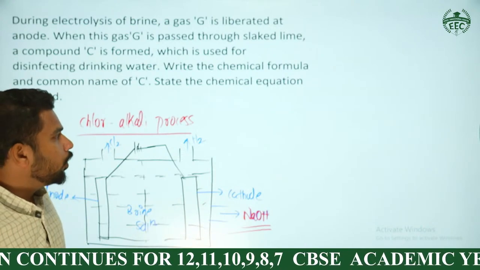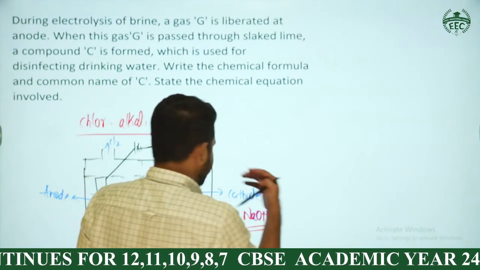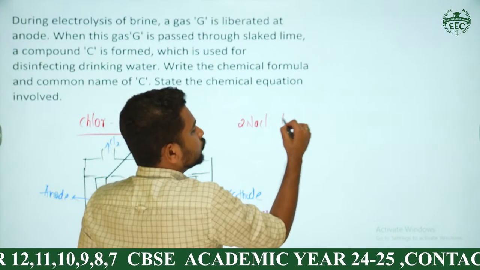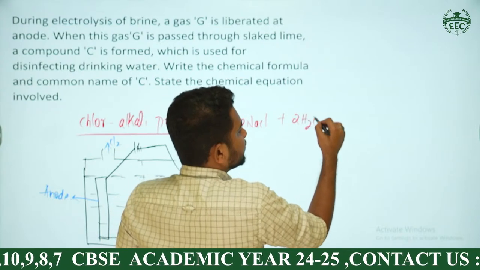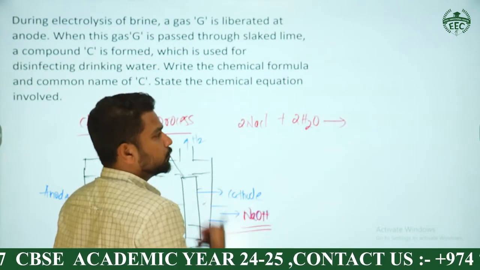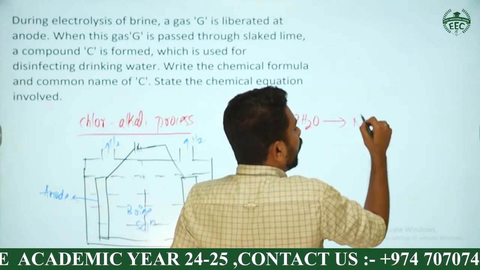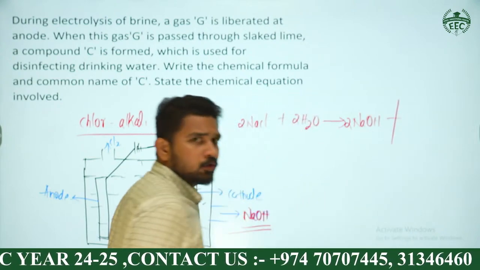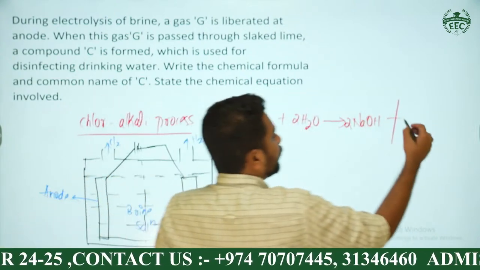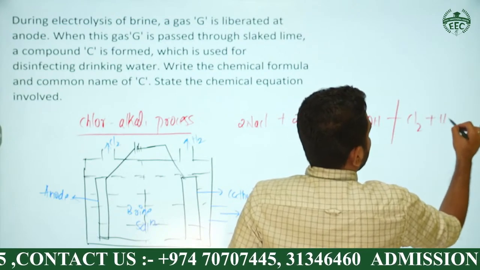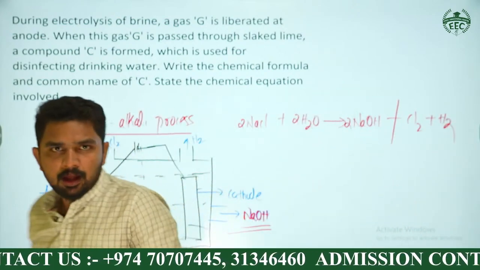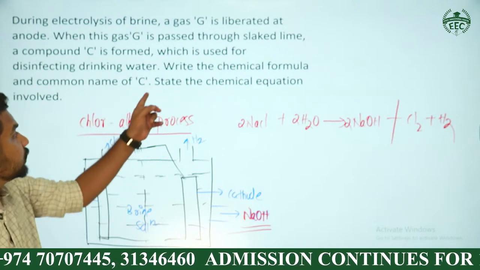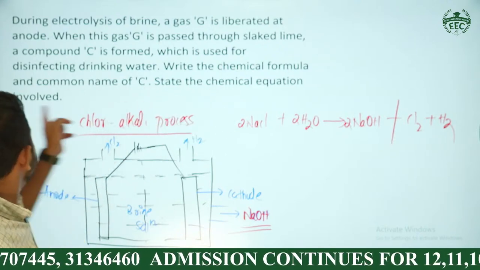Okay, so what are the reactions taking place here? You can see 2NaCl plus 2H2O, this is brine solution, will form 2NaOH, Cl2 and H2. That's it. Simple. This will be the balanced chemical equation that can be asked. Yes, it is asked: state the chemical equation involved.